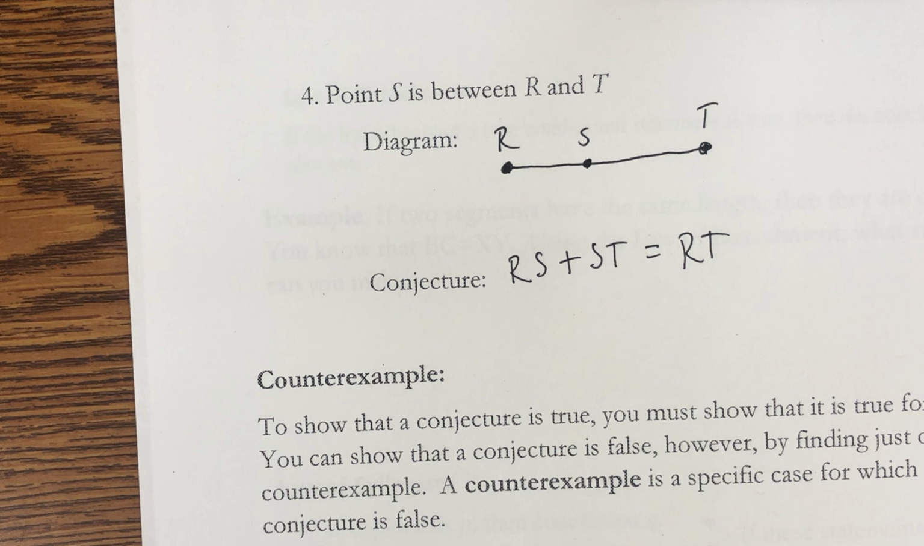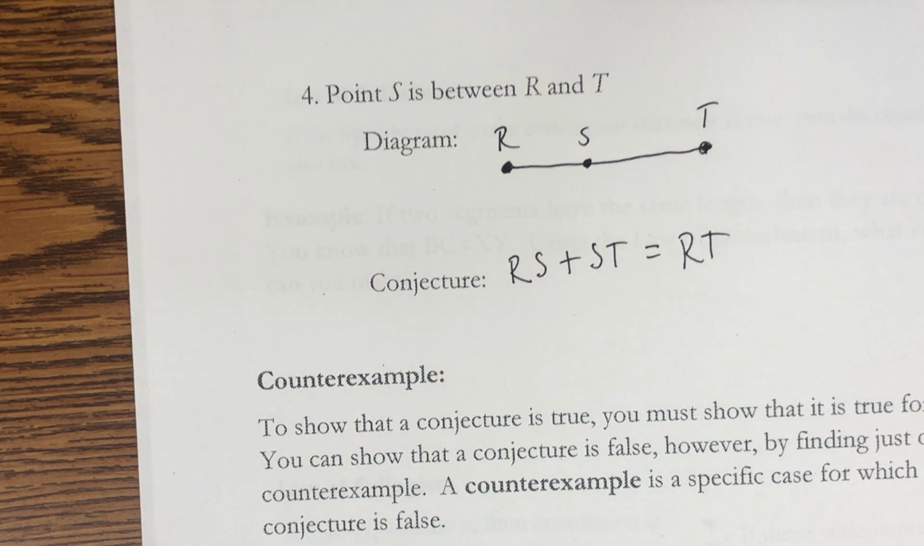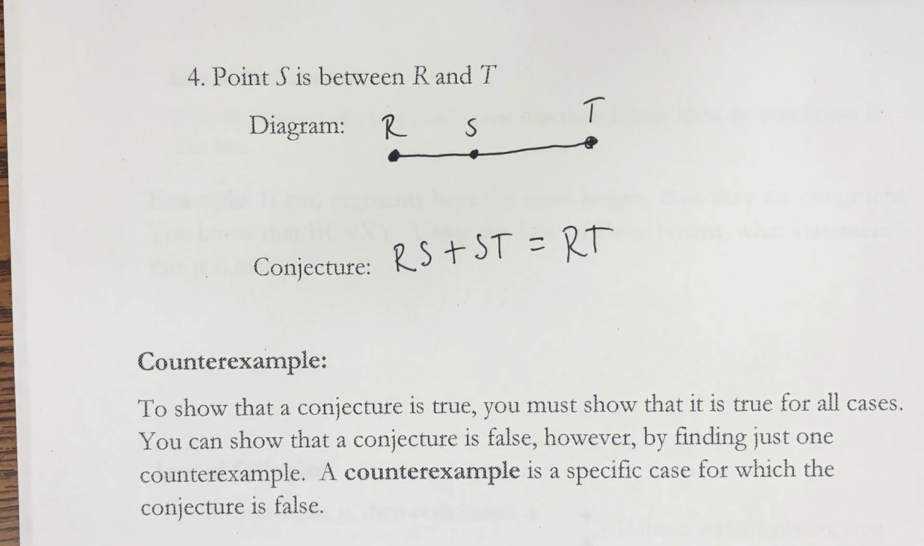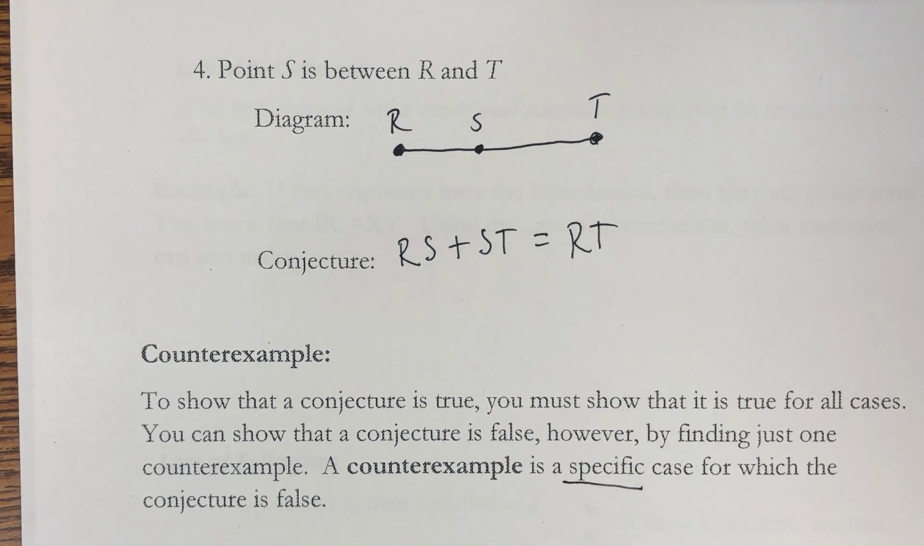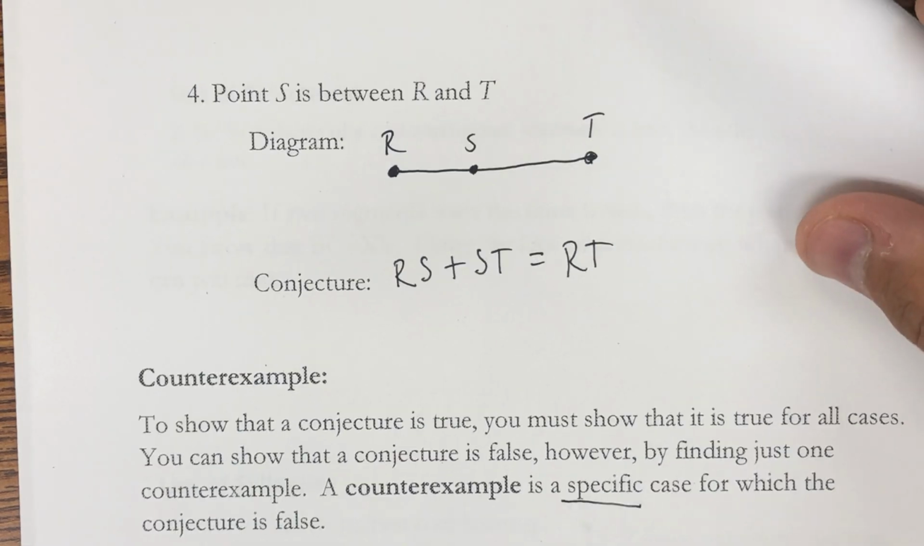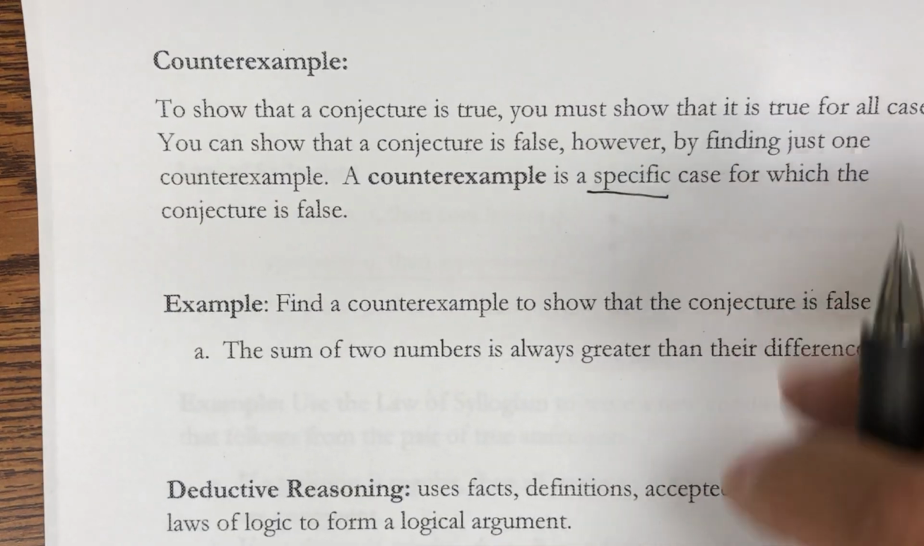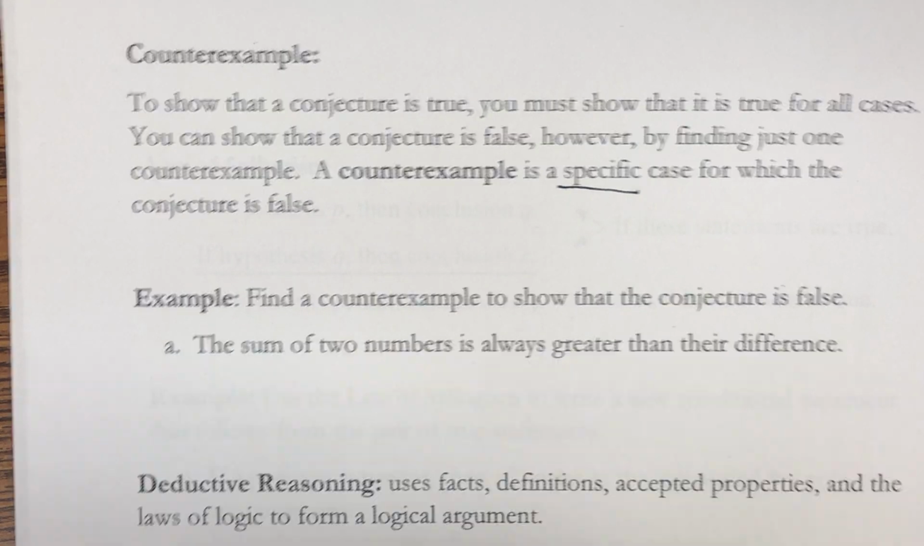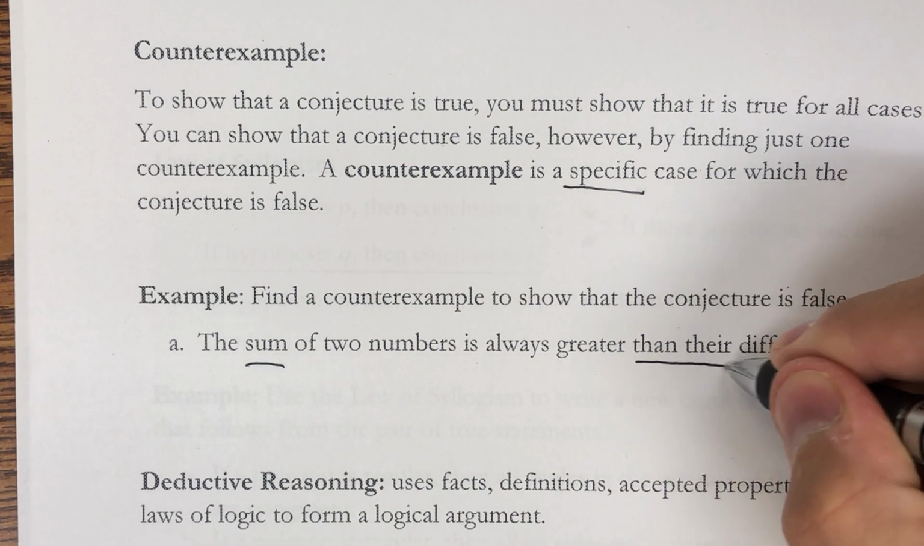Counterexample is used to determine if a conjecture is false. So to show that a conjecture or an idea is true, I have to show that it's true for every single case. It has to be true no matter what. But for me to show that it's false, I just need one counterexample. And that counterexample is a specific case where the conjecture is false. So just one thing. So this one says, find a counterexample to show the conjecture is false. And the conjecture says the sum of two numbers is always greater than their difference. The sum of two numbers is always greater than their difference.